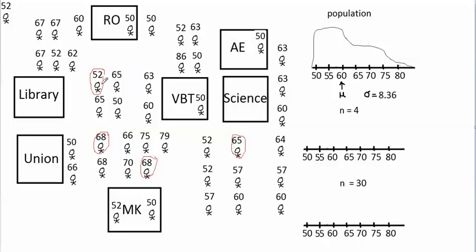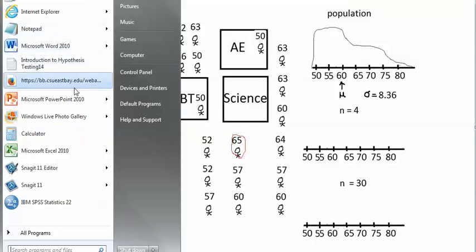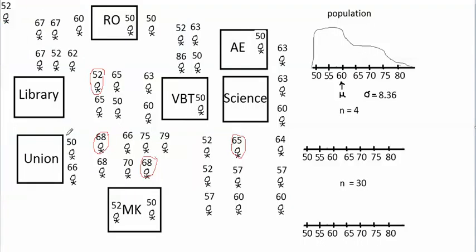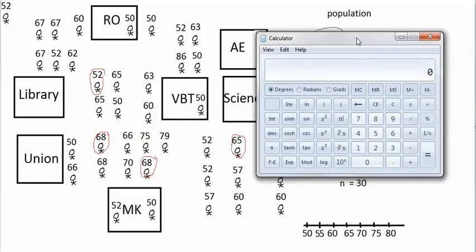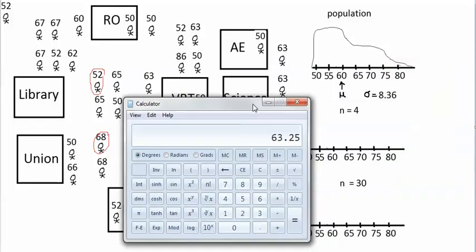So let's actually calculate the mean height of our sample. We have to add these 4 numbers and divide the total by 4. So the mean height of our sample is 63.25. So we overestimated the population mean by a little bit because the mean of our sample is a little bit above the population mean.